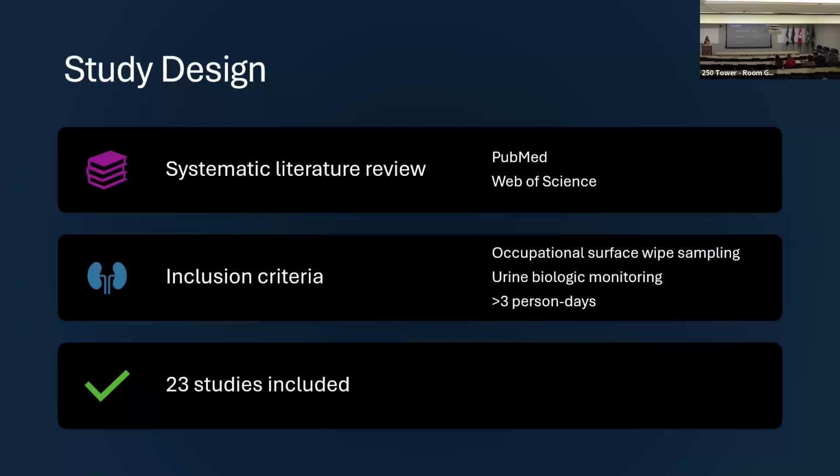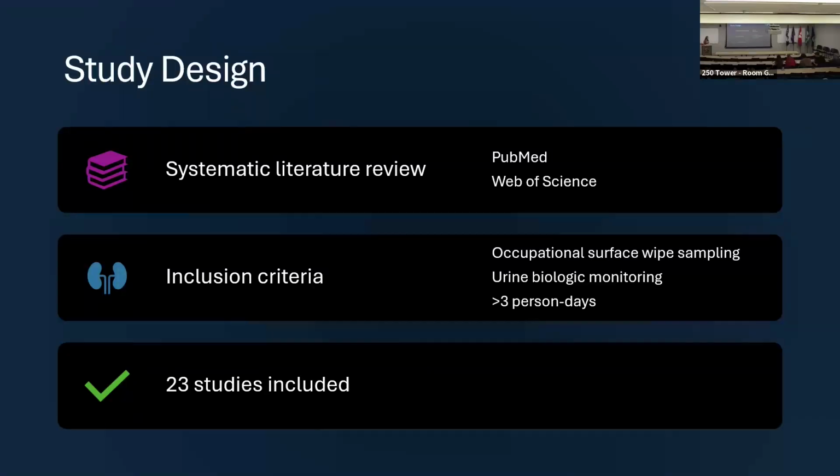I'll mention the search methods later, but as far as inclusion criteria went, it had to talk about occupational wipe sampling, it had to talk about urine biologic monitoring, and then it said that they had to have greater than 3 person days. It's defined later in the article, but I think that's referring to it had to actually have people that had this urine exposure. If the test was deemed positive, then they had a term called person days. So they had to have actual people that were exposed according to the urine monitoring.